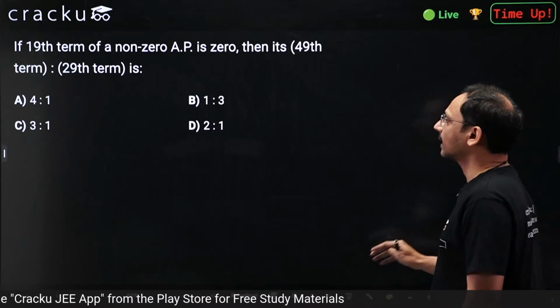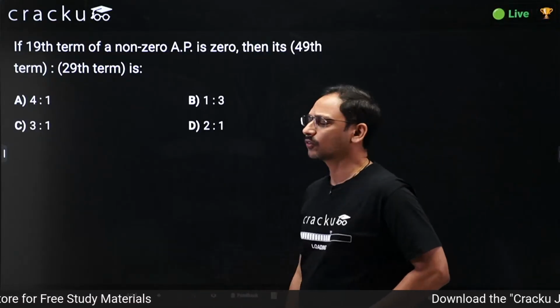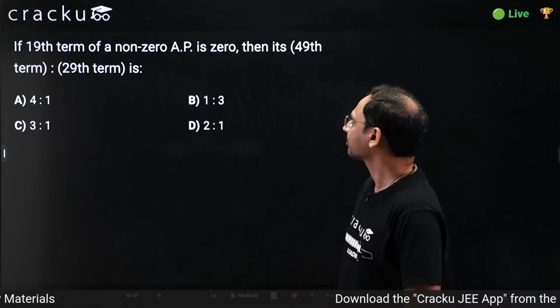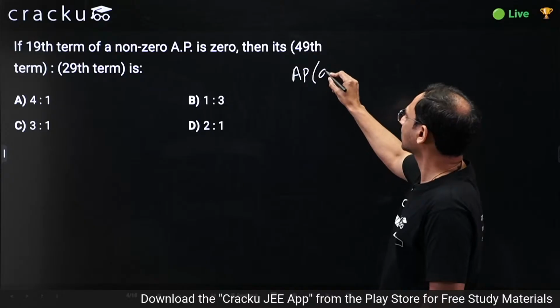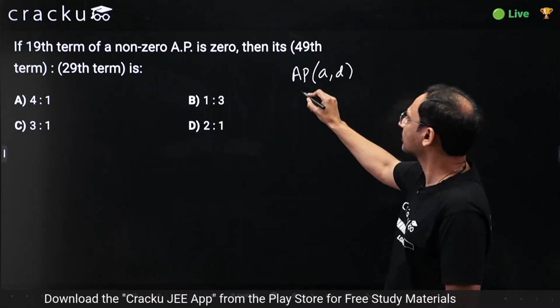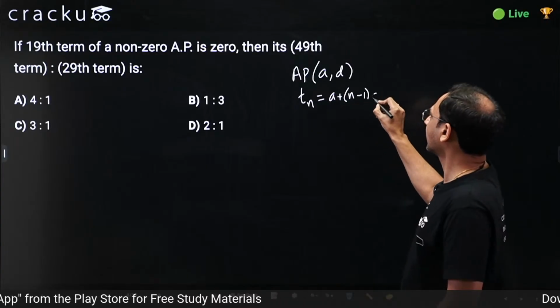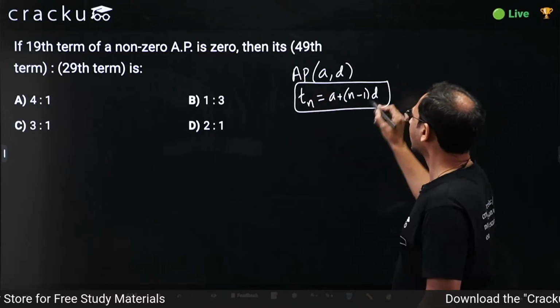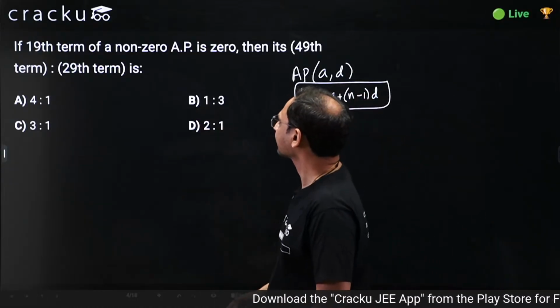Okay, guys, let us see how to solve this problem. Very elementary problem. It just has to do with the general term formula of an AP. As all of you might be knowing, in an arithmetic progression, if the first term is A and common difference is D, the nth term is given by A plus n minus 1 into D. So this is the formula for general term, most basic formula. So let us see what to do here.